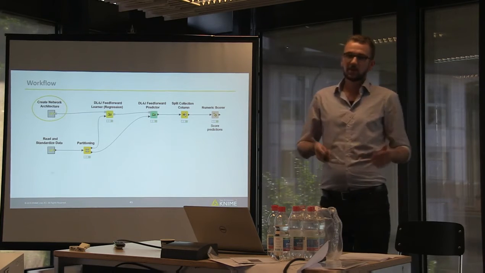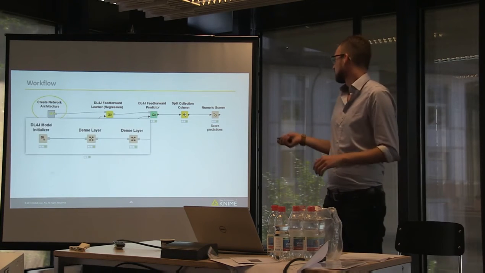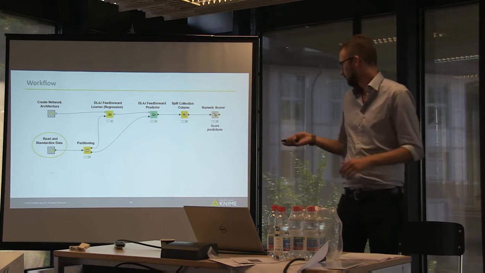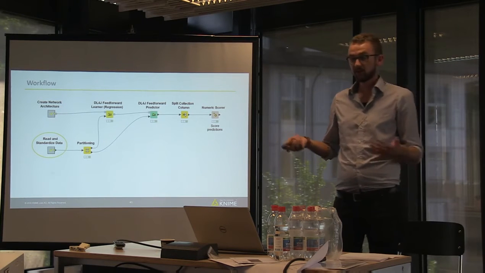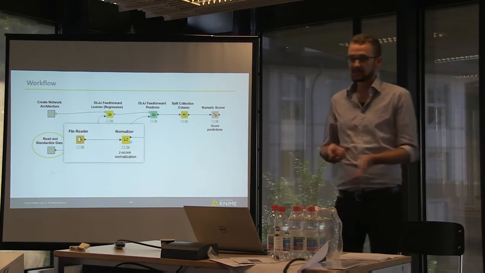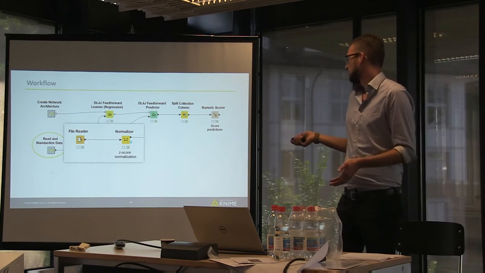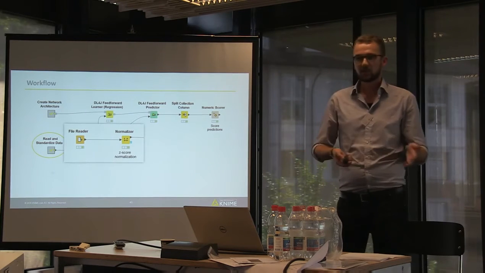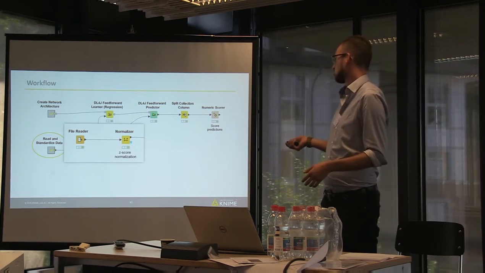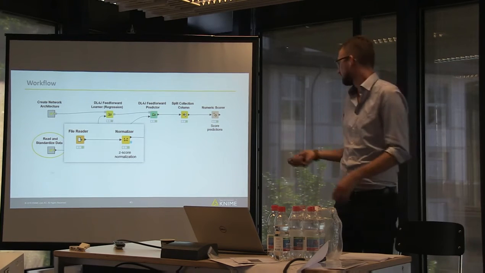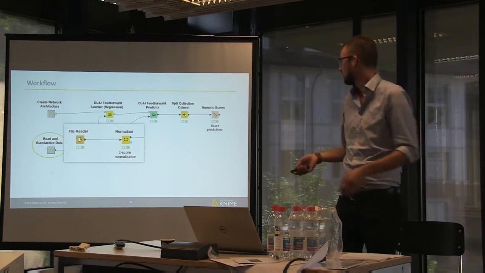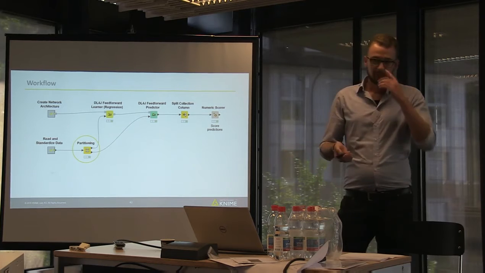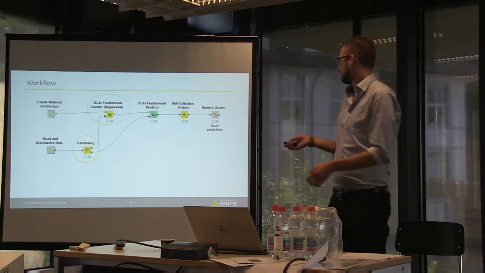For the simple example, because we only have 500 instances, we only use a multi-layer perceptron. Then after you created your network, you need to load your data, which looks like this. So you would need to use a file reader node to read in your text file, and then you can do some normalization using a normalizer node. In this case, we would use Z-score normalization. Then after that, of course, we partition it into a training and a test set.